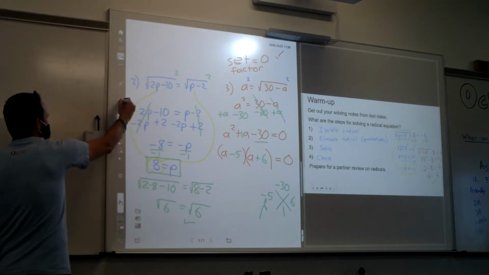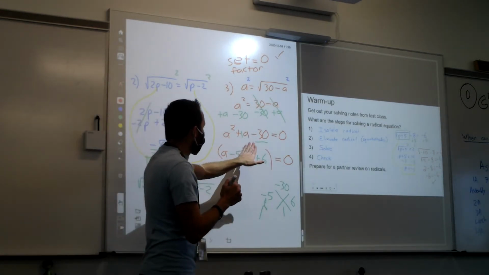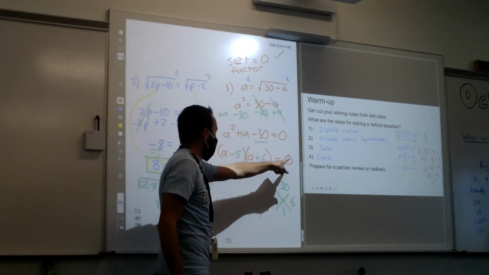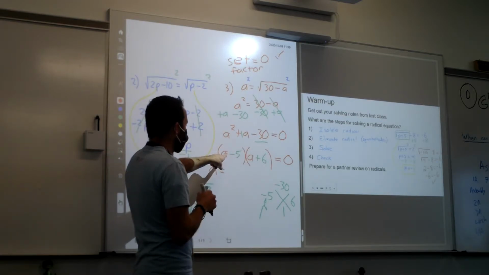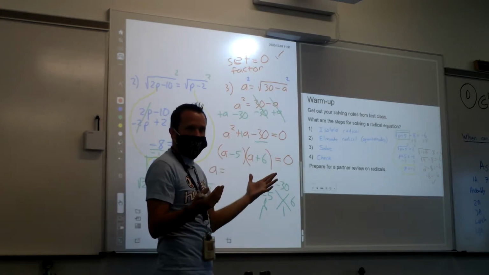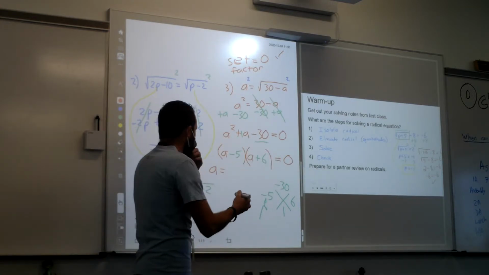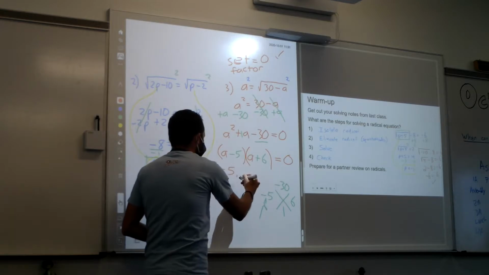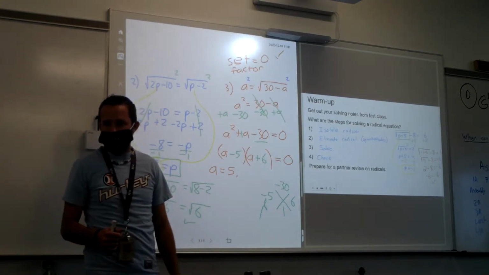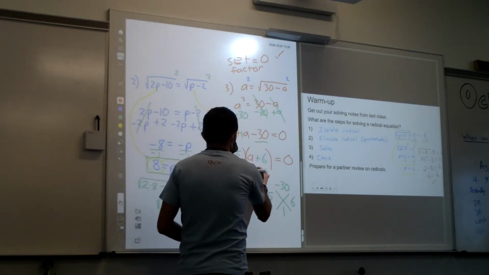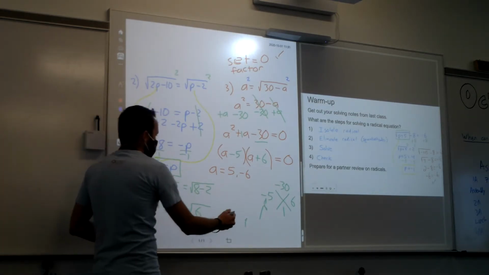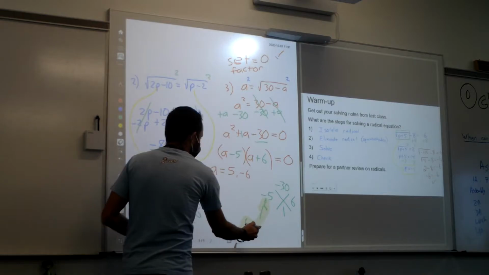Now, our solutions for A are going to be whatever makes these become 0, because it's set equal to 0. So I'm saying, what value of A, if I subtract 5 from it, will give me 0? The opposite, which is 5. 5 minus 5 is 0. So our first solution for A is 5. And then here, what number, if I add 6 to it, gives me 0? Negative 6. Good job. So I have my two answers, 5 and negative 6.